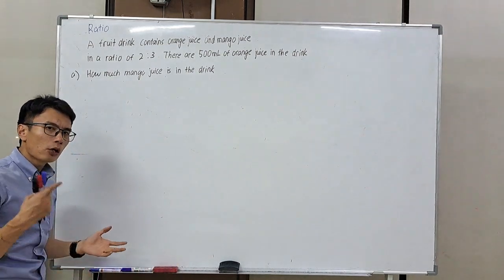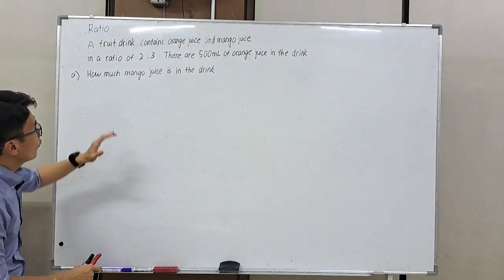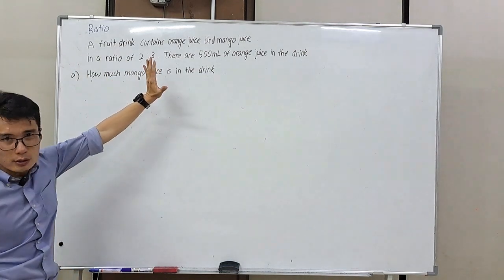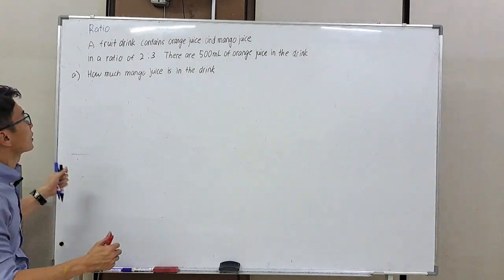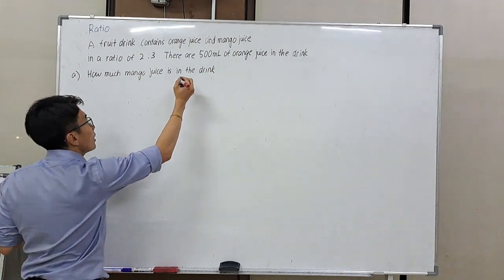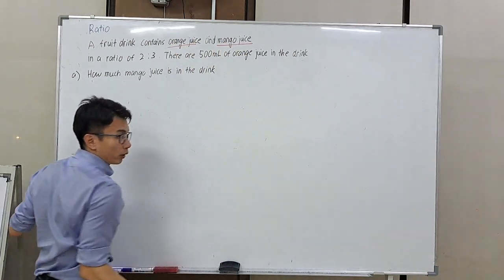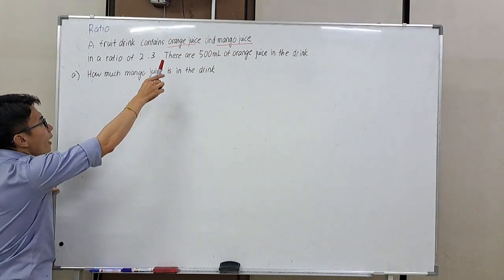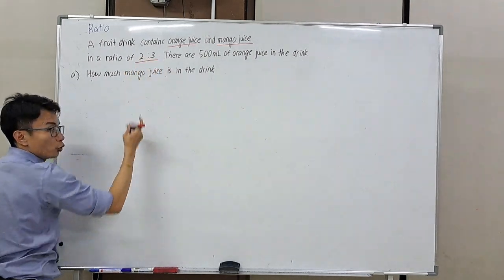And how do I use this method? I will show you over here. Now, first, let's take a look at this question and let's identify what do we know. What information can we get first? So a fruit drink contains orange and mango juice. I'm going to underline the keywords so that I know what's going on. And they have it in a ratio of 2 to 3.